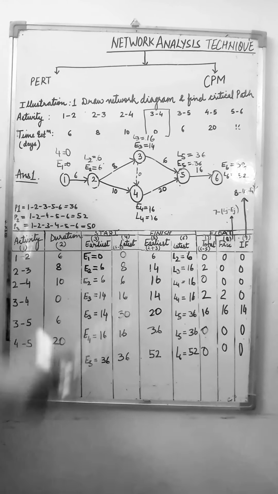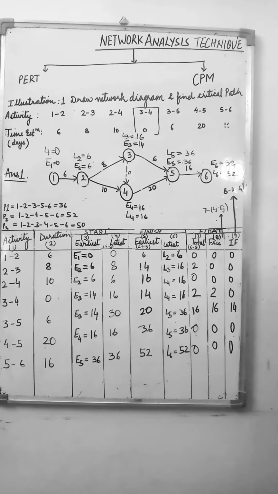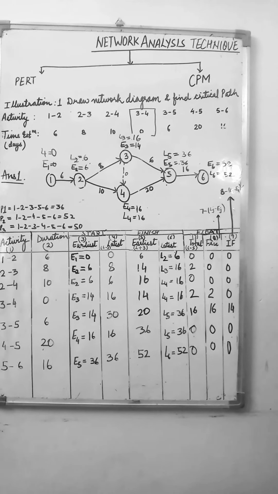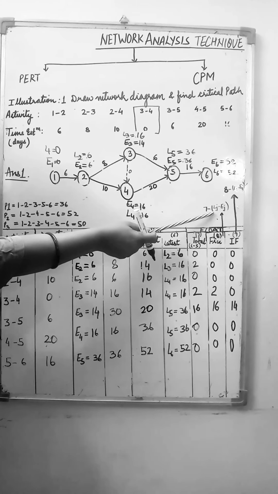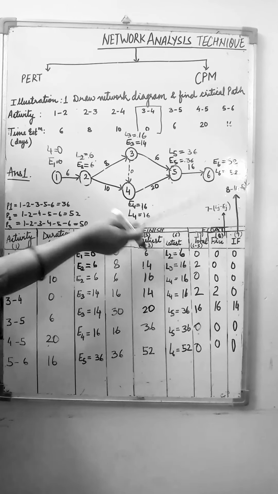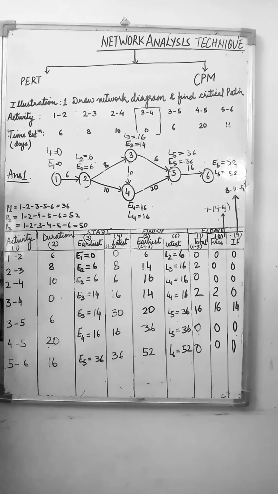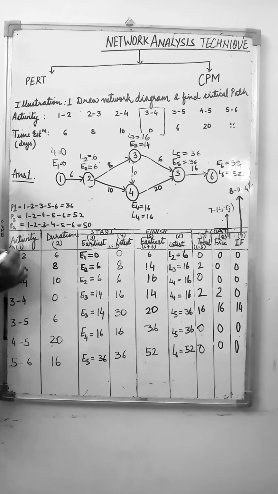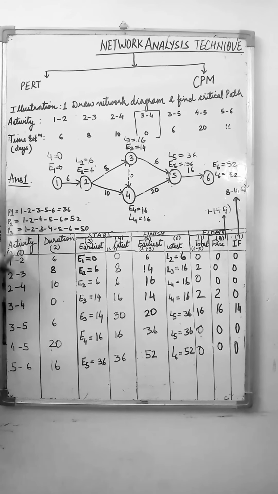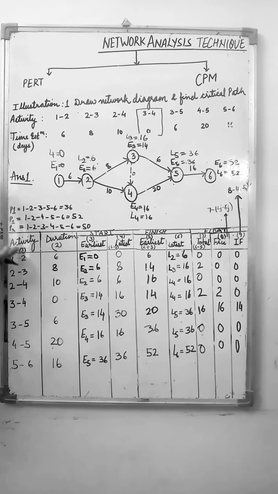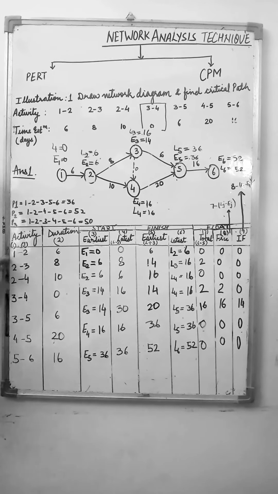Next, the last two columns are remaining, which are free float and independent float. Free float is calculated by subtracting the value of Lj minus Ej from the seventh column. What is the value of Lj and Ej? This is I and this is J. Whenever you are talking about the J values, you have to consider these. And when we are talking about the I values, you have to consider these numbers.